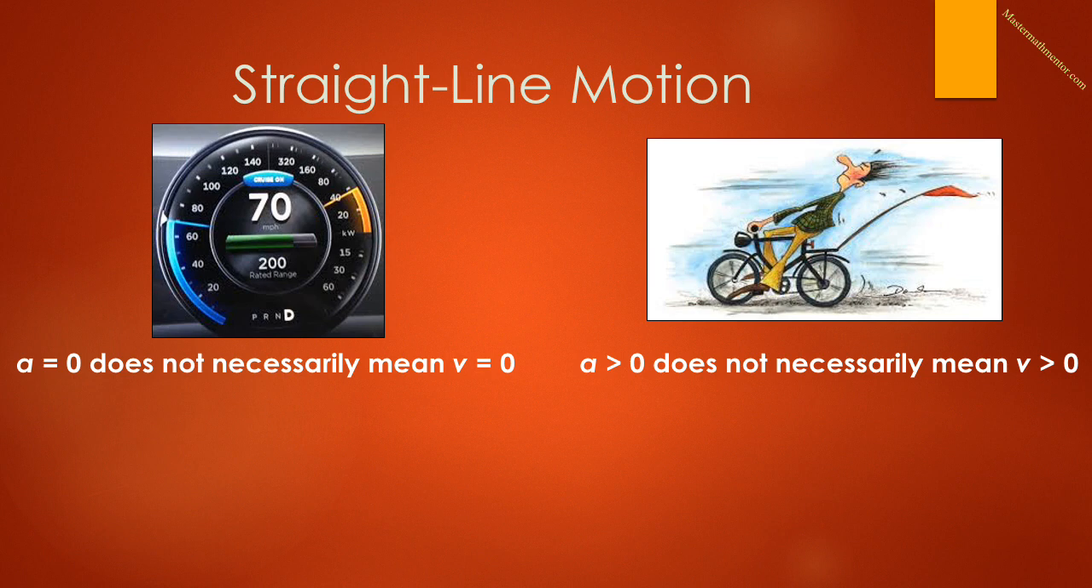And a greater than 0 does not necessarily mean that v is greater than 0. We see a biker who is biking to the left, so v is negative. He all of a sudden encounters a strong wind, making a to be positive. The biker will not start flying to the right. He will continue to go to the left, but at a slower rate.